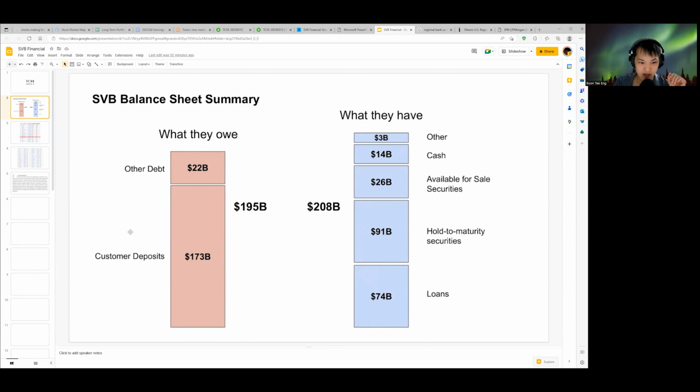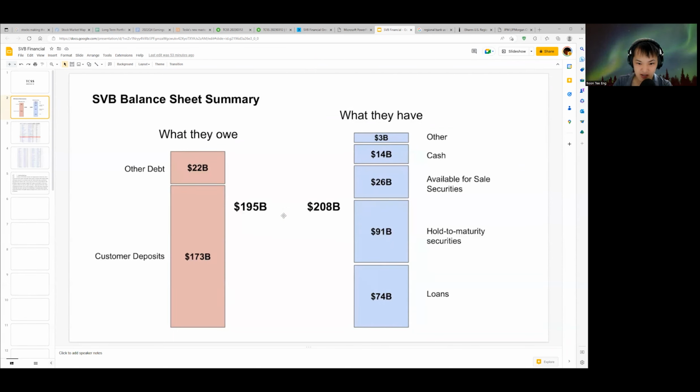On their liabilities, this is how much they owe to their depositors. So mainly it's customer deposits, and then they have some other debts. Now, if you want to understand how much equity, you just take their assets, this 208, minus their liabilities, 195. This is what we're talking about, 13 billion dollars of equity on their balance sheet. This is the value to the shareholders. But the balance sheet size is still quite huge. It's like 200 billion plus in assets and about 200 billion in liabilities. So the balance sheet is quite big.